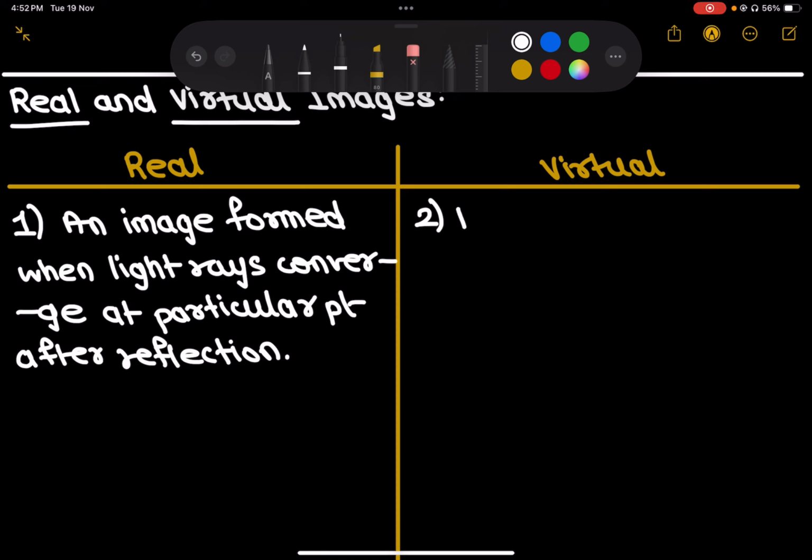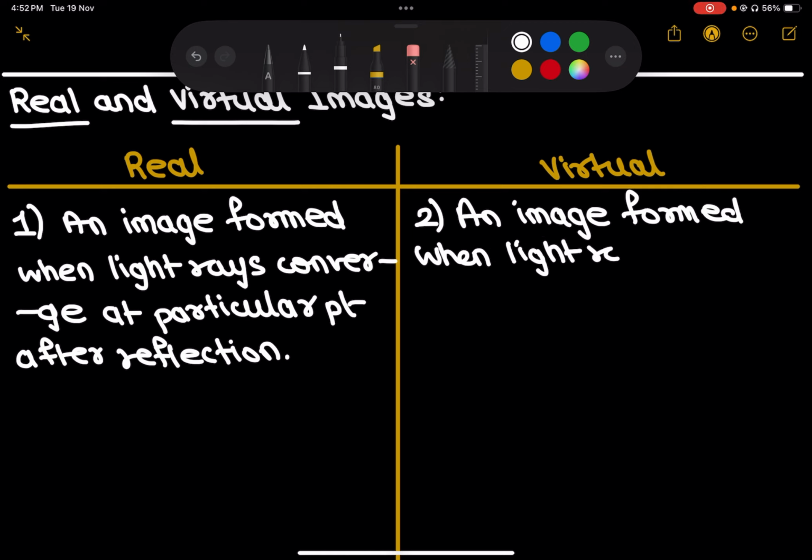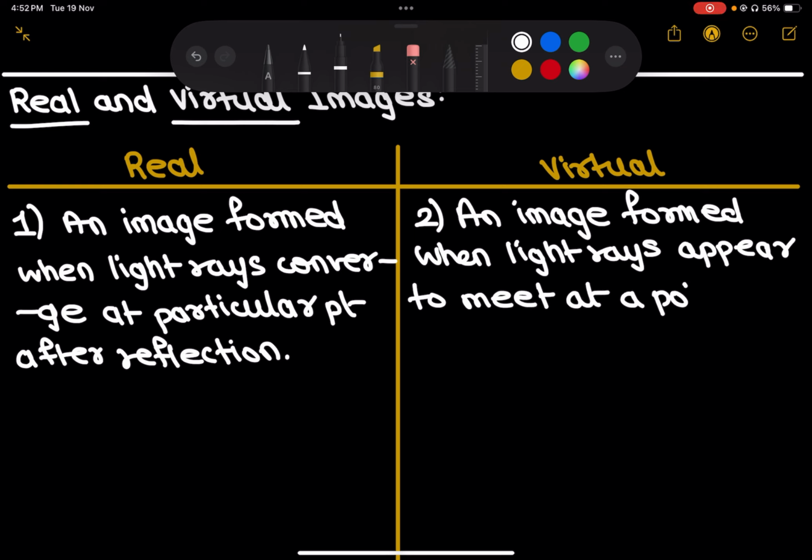So an image formed when light rays appear to meet at a point after reflection. So this is a virtual image.